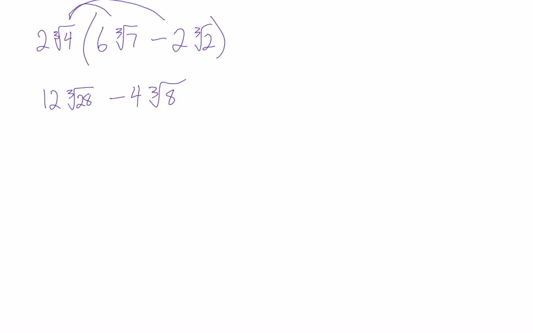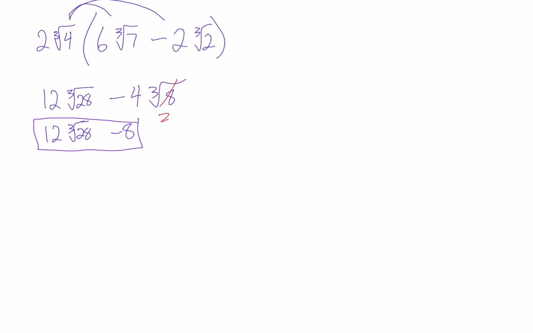So will any of the roots simplify? The first one, cube root of 28, doesn't. It doesn't divide by 8. It doesn't divide by 27, so we can't do anything with it. But for the second one, cube root of 8, does simplify. It's just a regular 2. So we'd have 4 times 2, which would be just 8. So our final answer should be 12 cube root 28 minus 8.